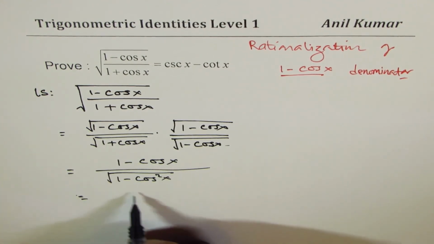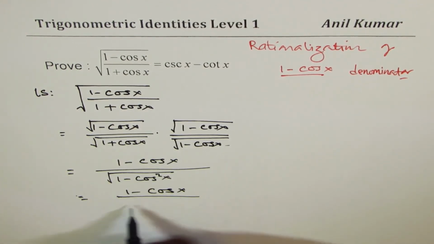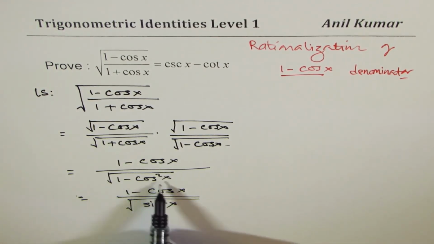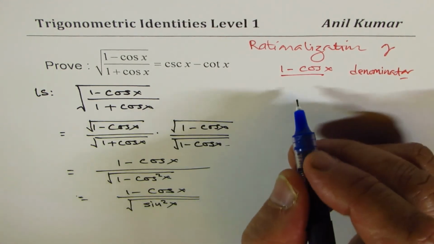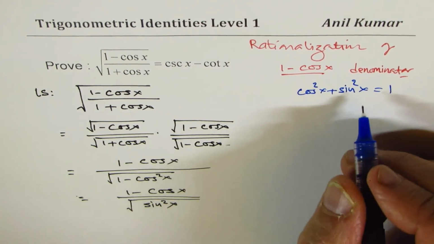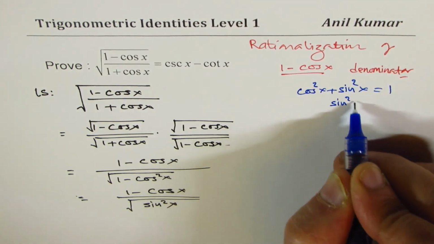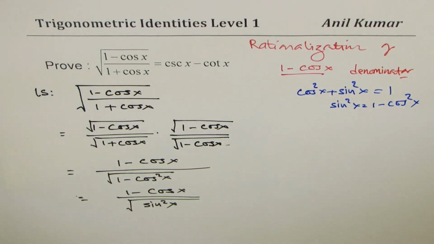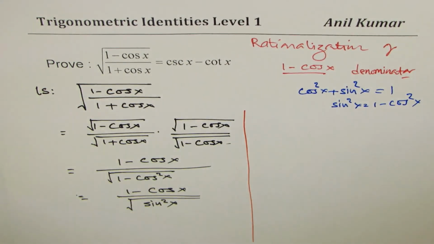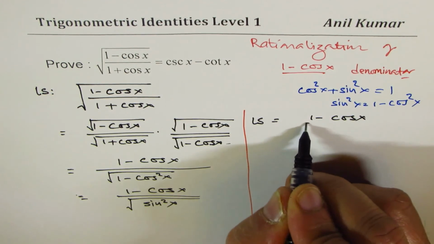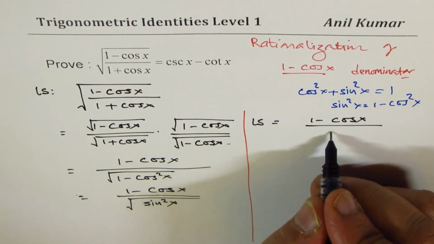So that gives us 1 minus cos x over the square root of 1 minus cos square x, which is sine square x, right? You have seen this identity so many times being applied. We know cos square x plus sine square x is equal to 1, so we have been writing sine square x as 1 minus cos square x, correct? So let's solve it further on the right side. Let me continue here. What we get on the left side is 1 minus cos x, and within the square root it is sine square x, so we get sine x.